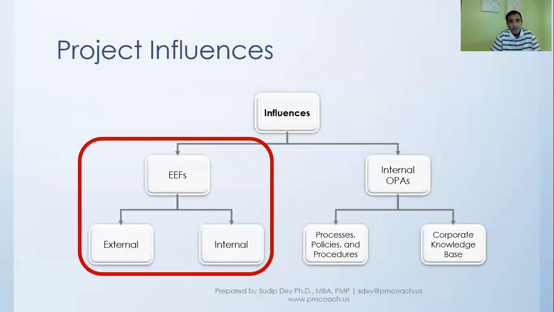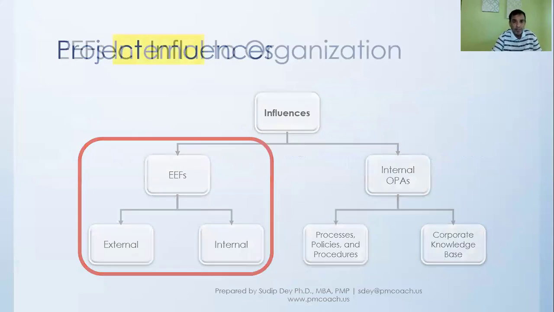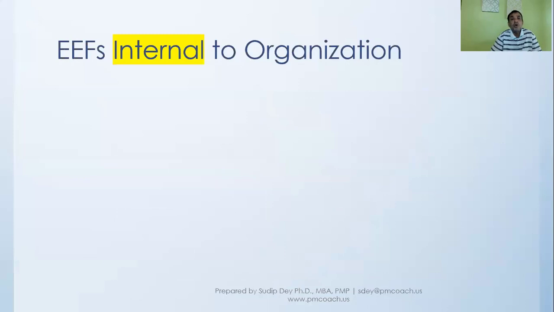So when we're talking about project influences, we talked about the enterprise environmental factors, and we said there is external and internal. So let's look at them. Let's look first at internal environmental factors. Those enterprise environmental factors that are internal to the organization come from within the organization and influence or impact our project.